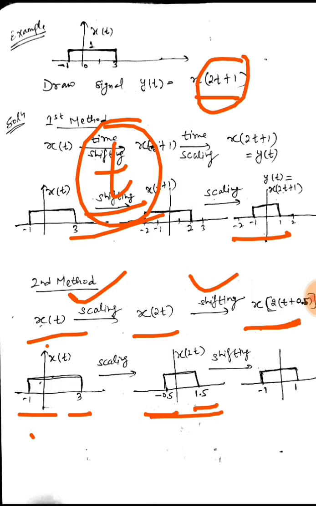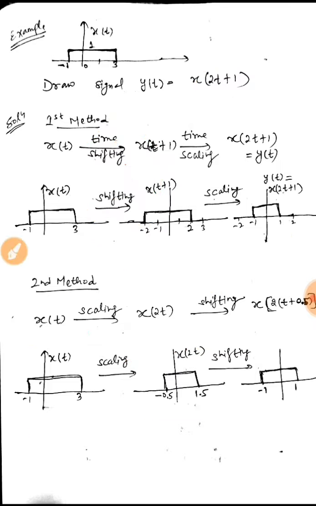So there will be a shifting of 0.5 towards the left side as 0.5 is added. So now what I was getting at 0.5, I will get at -1, and what I was getting at 1.5, I will get at 1.5 minus 0.5, that is 1. So the result would come out to be the same in both the cases.